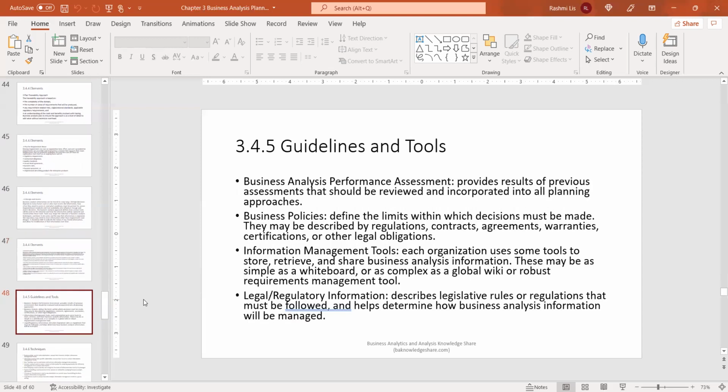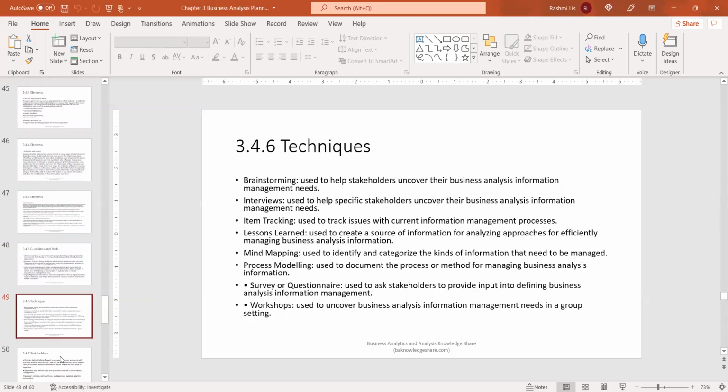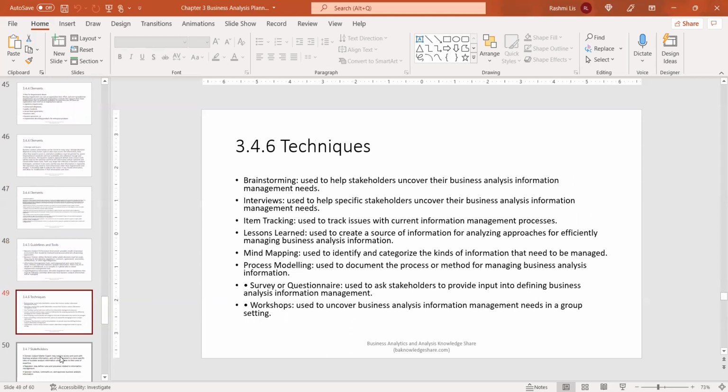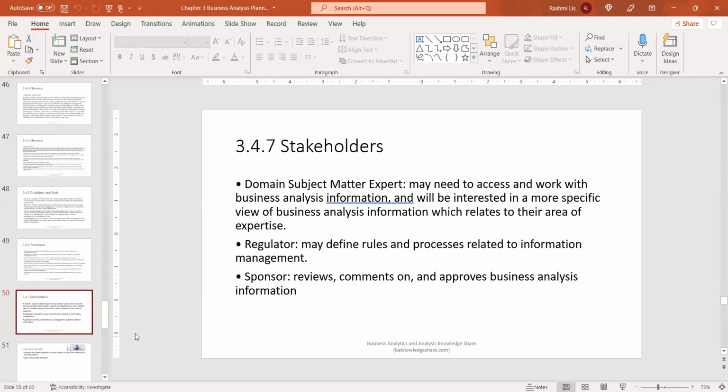Then she considers a couple of guidelines and tools like business analysis performance assessment, business policies, information management, and legal and regulatory information. She uses a couple of techniques like brainstorming, interviews, and item tracking in order to undertake this task. She works with Tim, the domain subject matter expert, as he's very interested in understanding where this documentation will be stored and how he can access this information.